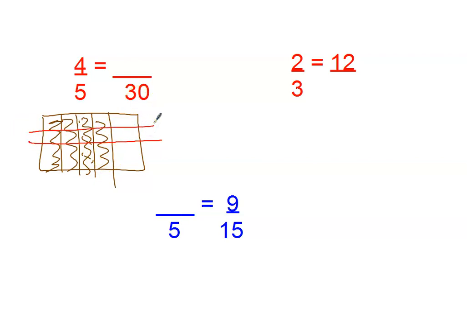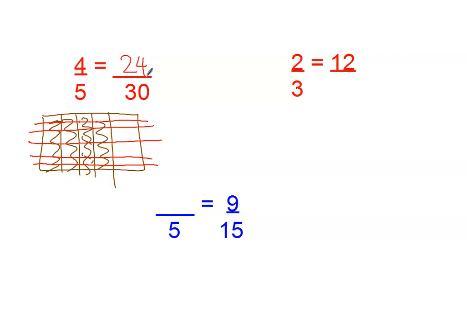There's 12/15, 16/20. Got to keep going. 20/25. One more time. There's my 30th. I'm now cut into 30 pieces, and I've got 1 2 3 4 5 6 times 4, 24.